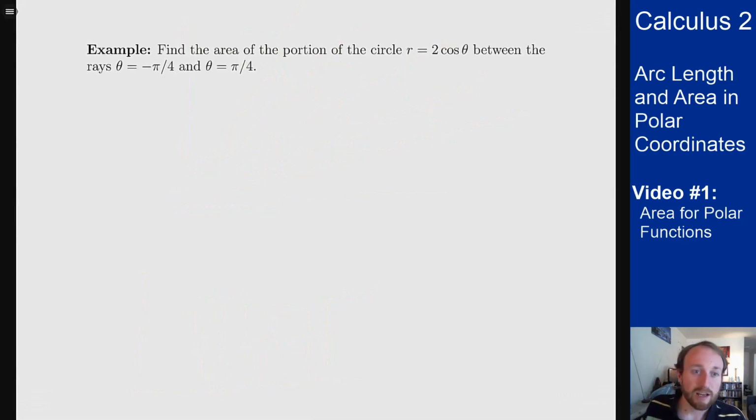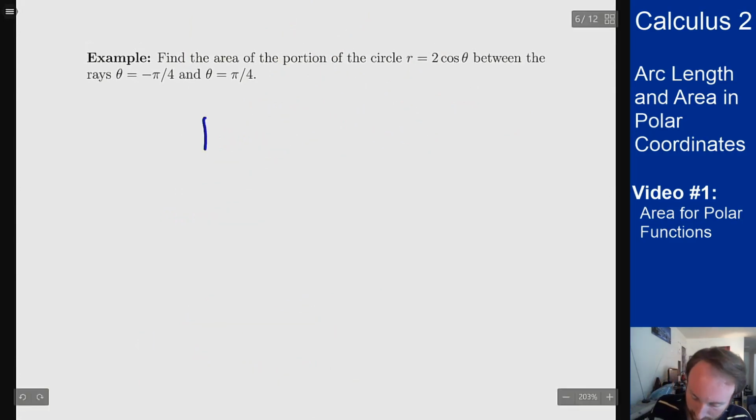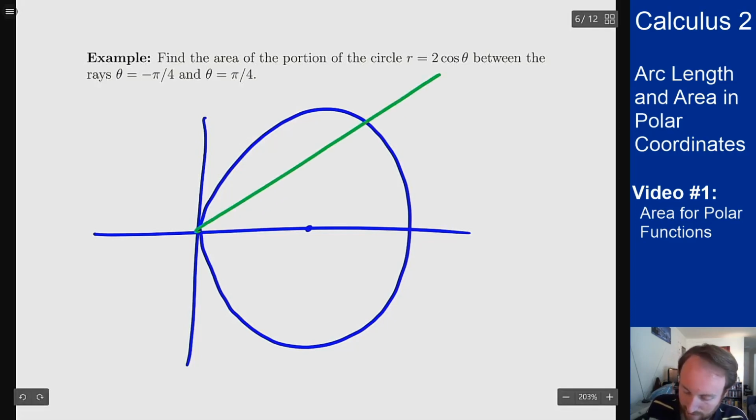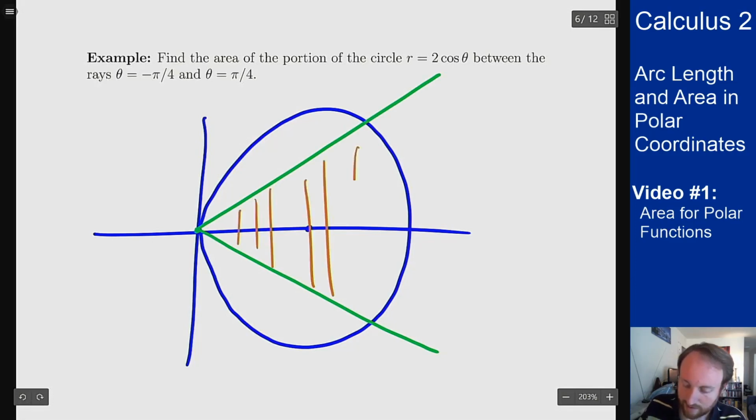We want to find the area of the portion of the circle r equals 2 cosine theta between the rays theta equals minus pi over 4 and theta equals pi over 4. So let's draw this out. If you convert that equation to rectangular coordinates, it's a circle of radius 1 centered at (1, 0). And if I draw on these two rays, it's a line up here and a line down here. The area I actually care about is this part in here.